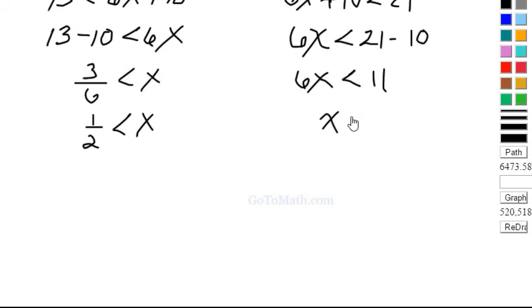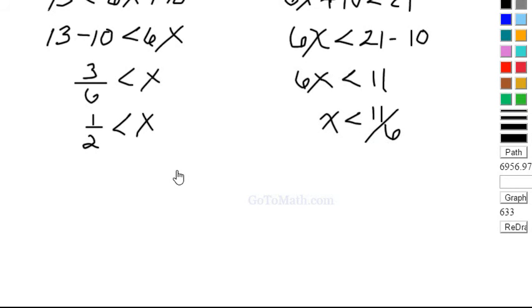And so we have x is less than 11 over 6, which is just a little less than 2. Okay, so in a sense, this is an AND statement. x is greater than a half and x is less than 11 over 6.